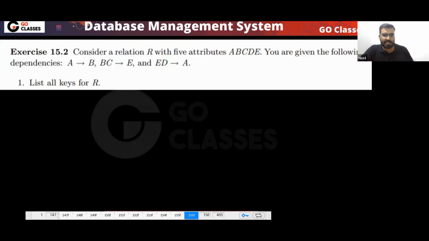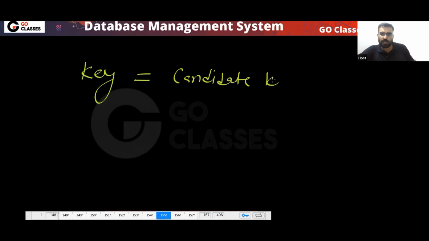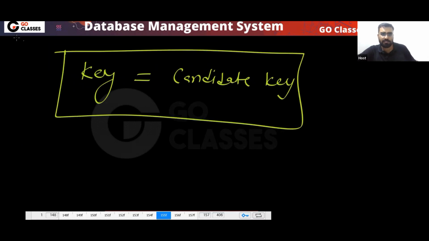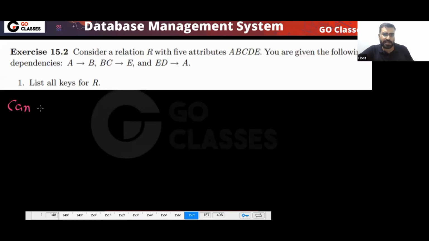Okay, so let's start with the example. Let's see this example. Tell me this one. What are the candidate keys? Let's find out what are the candidate keys. Also remember, whenever I say only the word key, then we mean candidate key. If I say only word key, it means I am talking about candidate key. Anyway, let's see this. So let's find out the candidate keys.